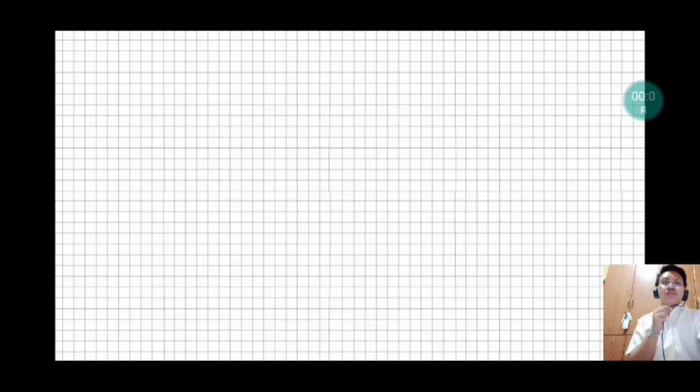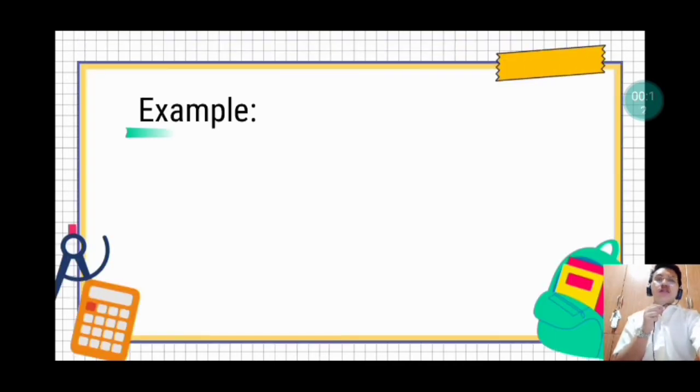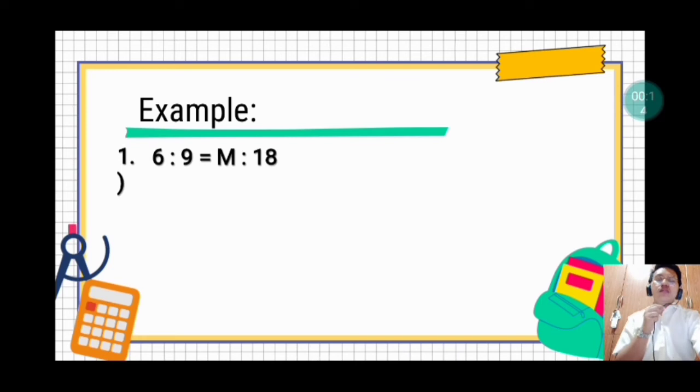So, let us now proceed to our second example. Okay? So, our example is 6 is to 9 is equal to m is to 18. Now, I would like you to solve again on your own. And after that, we will solve it together to find out if your answers are correct. I'll be giving you 3 minutes again to solve.